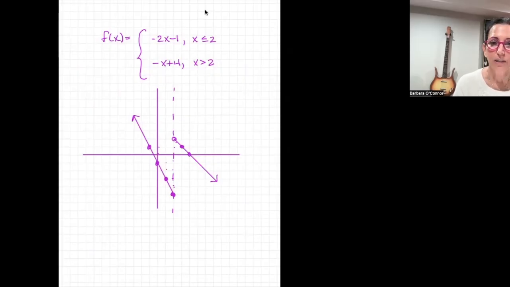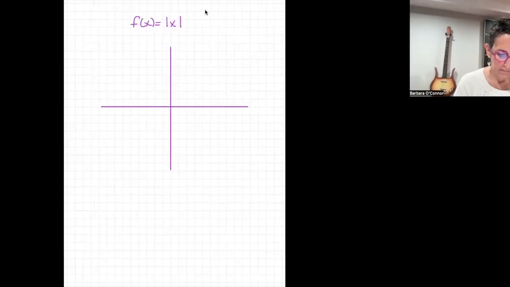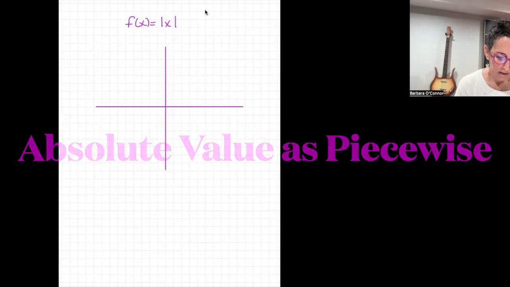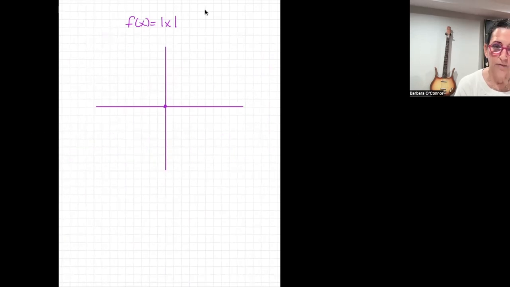So now let's relate these piecewise functions to absolute value. y equals the absolute value of x. Well, we know that this function looks like a V. It's the line y equals x for all positive values of x. If I plug in 1, I get an output of 1. If I plug in 2, I get an output of 2, and so on.